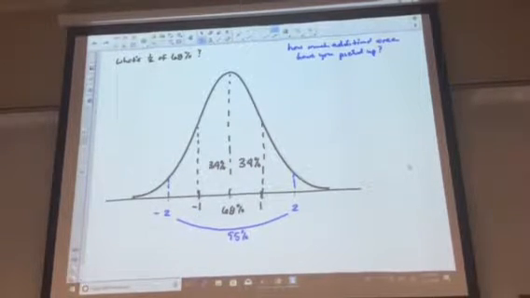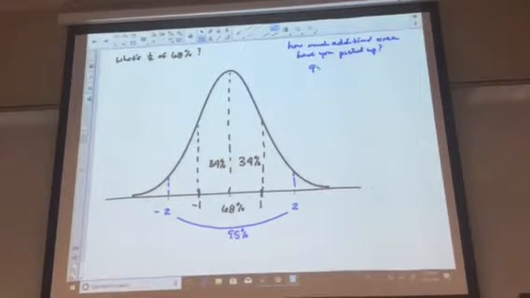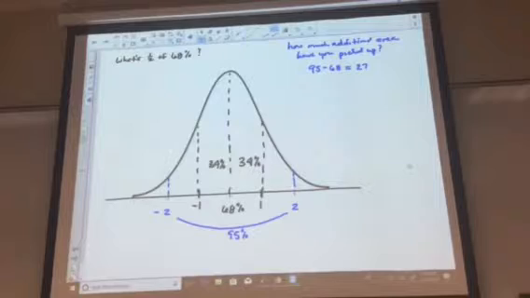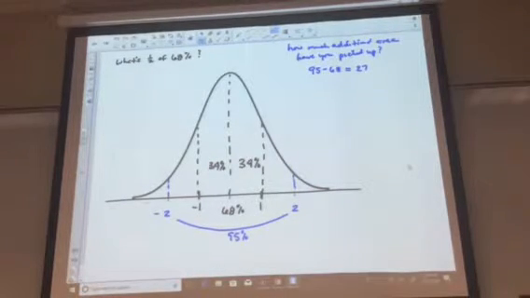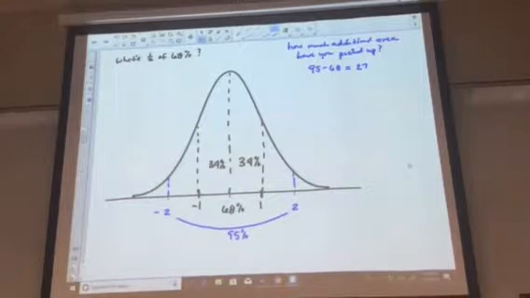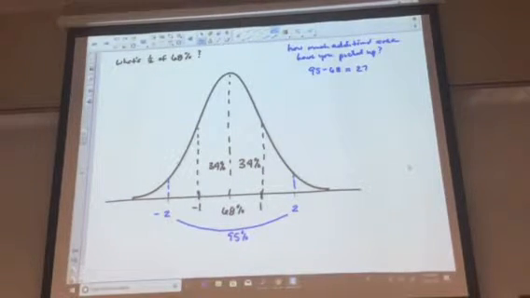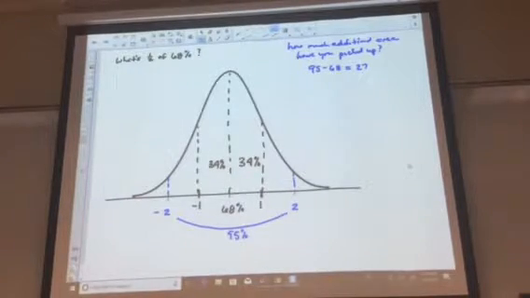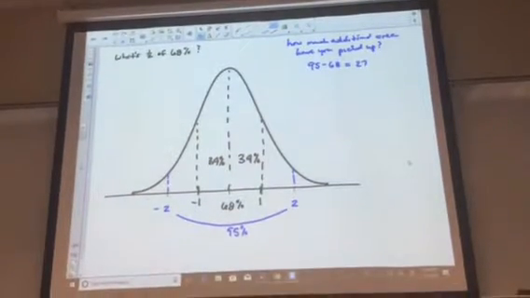Subtract. I now have 95%. I'm taking 68% away. That means I picked up 27%. Where is that 27% of area? All on one side, all on the other side, or some on each side? Some on each side. What part on each side?